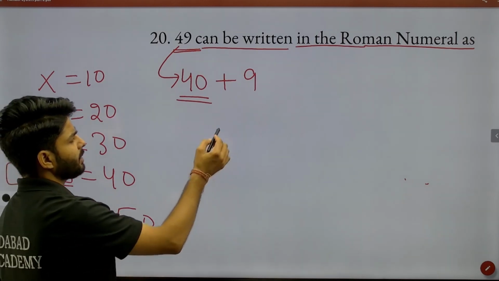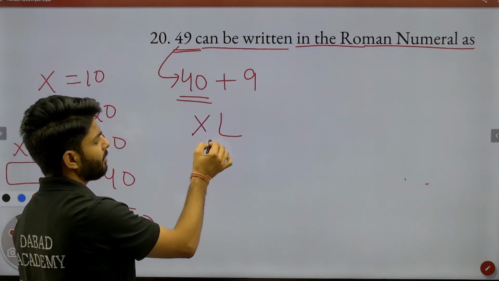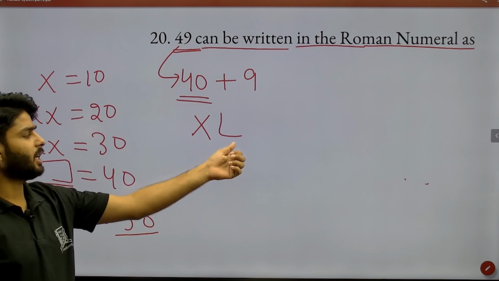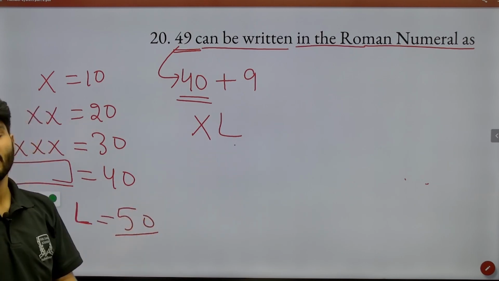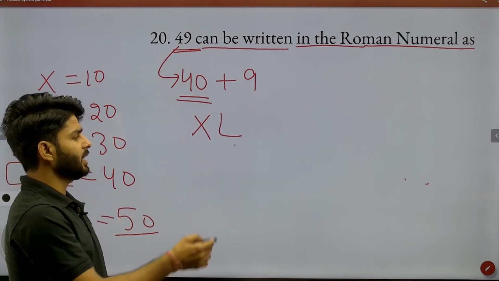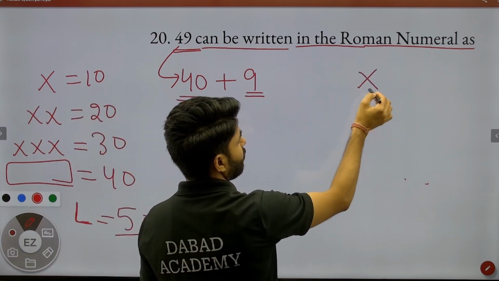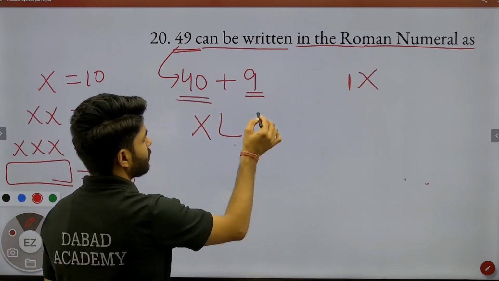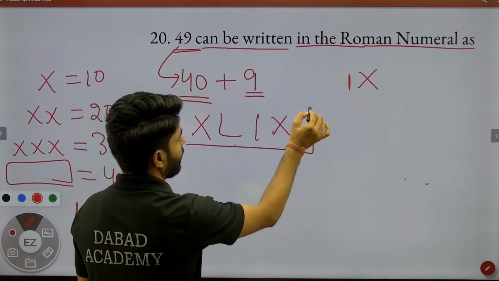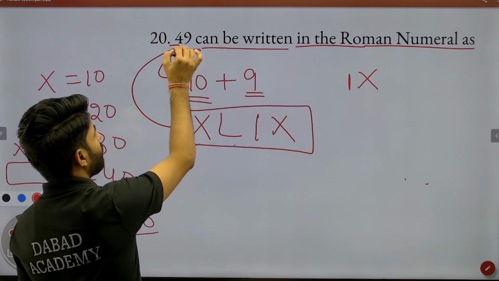And we know what we do for subtraction: we write the smaller number on the left. If we write 10 on the left side of 50, it means we subtract 10 from the 50, that is 40. And we already know how to write 9: we subtract one from 10, that is IX. So that is XLIX, the Roman numeral of 49.